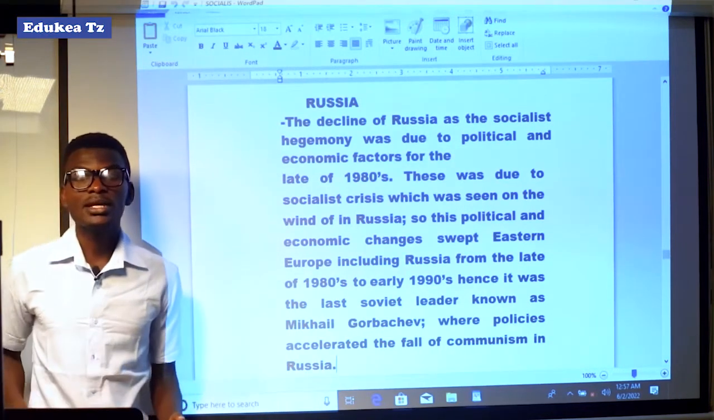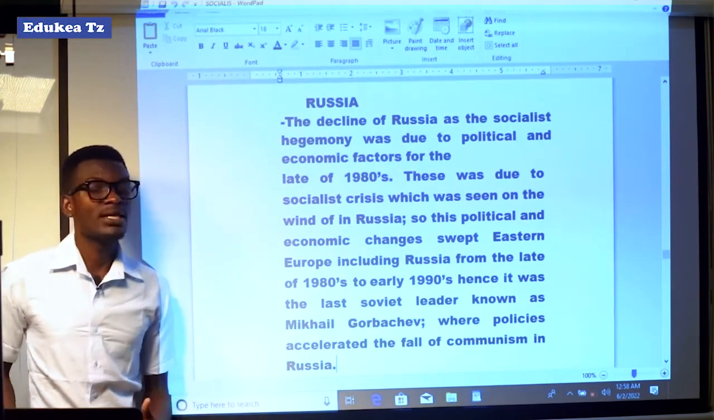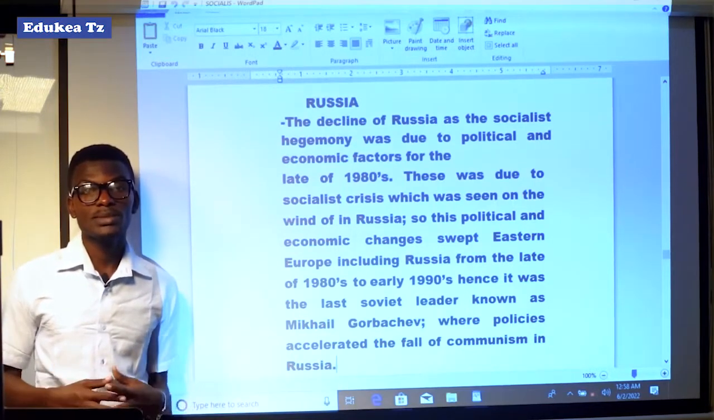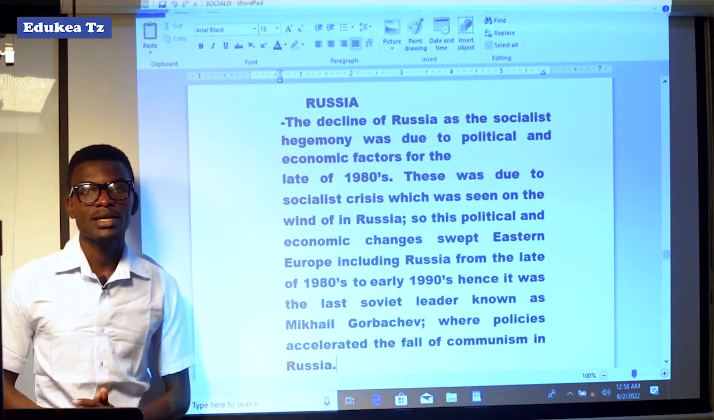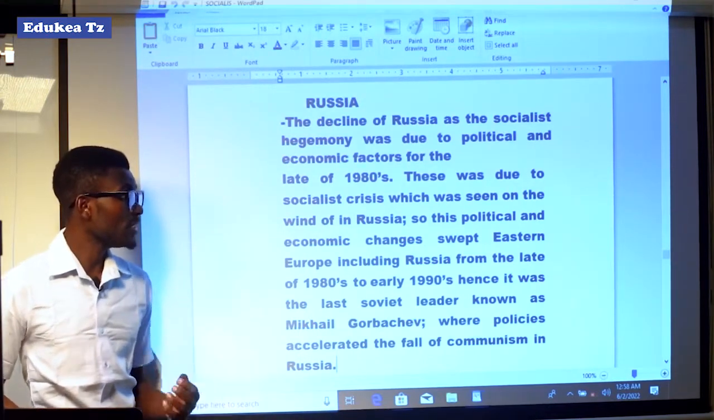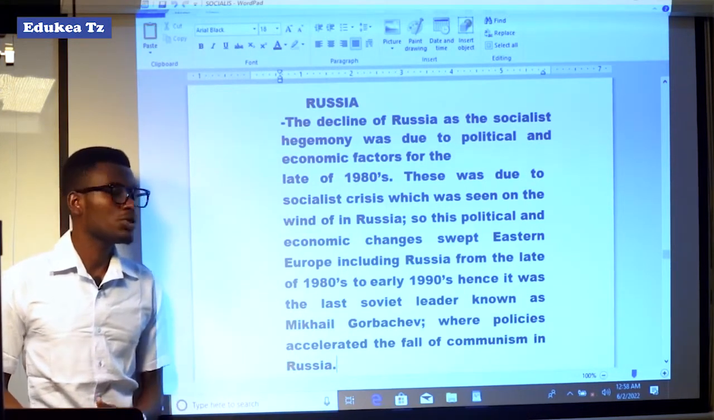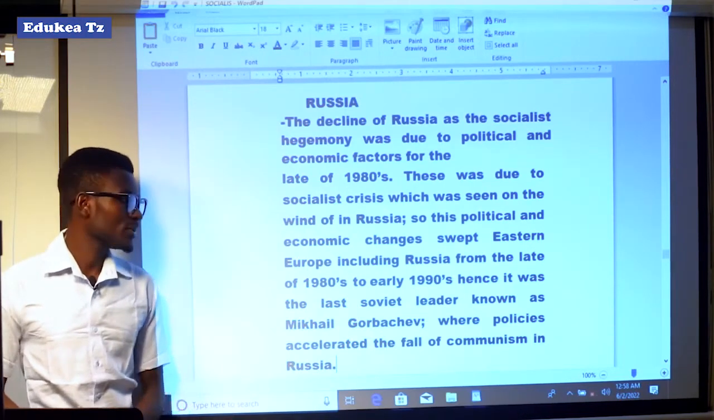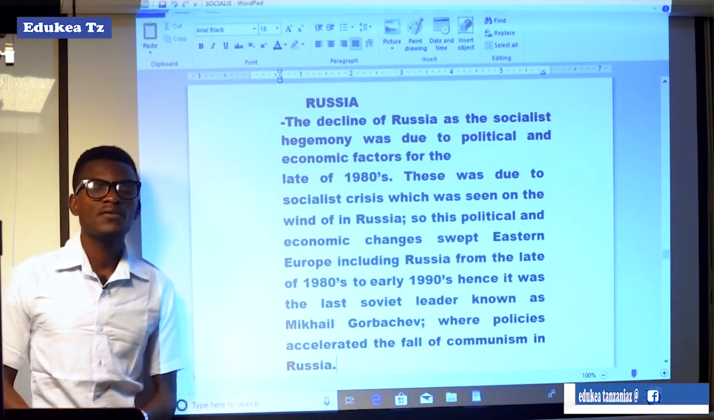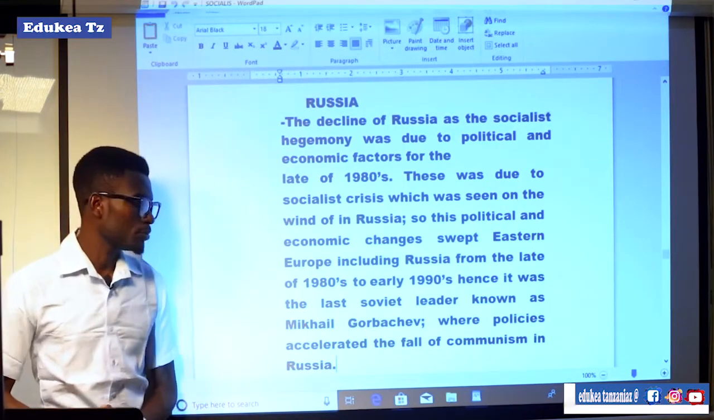It means that there were different political and economic problems that faced Russia in the late 1980s, which necessitated its collapse. This was due to the socialist crisis seen in Russia. These political and economic changes swept Eastern Europe, including Russia, from the late 1980s to early 1990, which marked the total collapse of Russia as the socialist bloc.